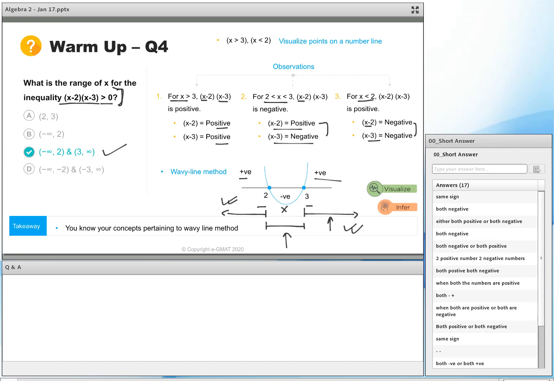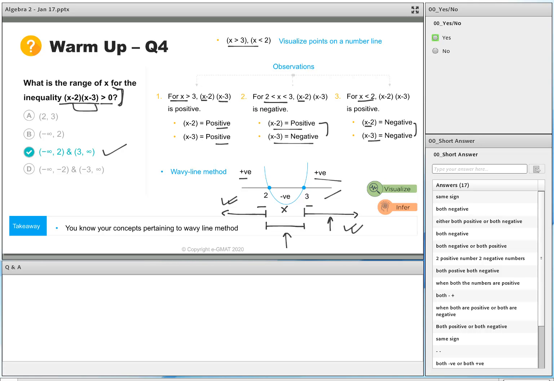So is the wavy line technique clear to all of you? It's very simple. What you need to keep in mind is, let's first walk through the steps. The first step is you visualize the points. What are the roots for this inequality? We have the roots as 2 and 3. Whatever the roots are, we'll have to put them on the number line.